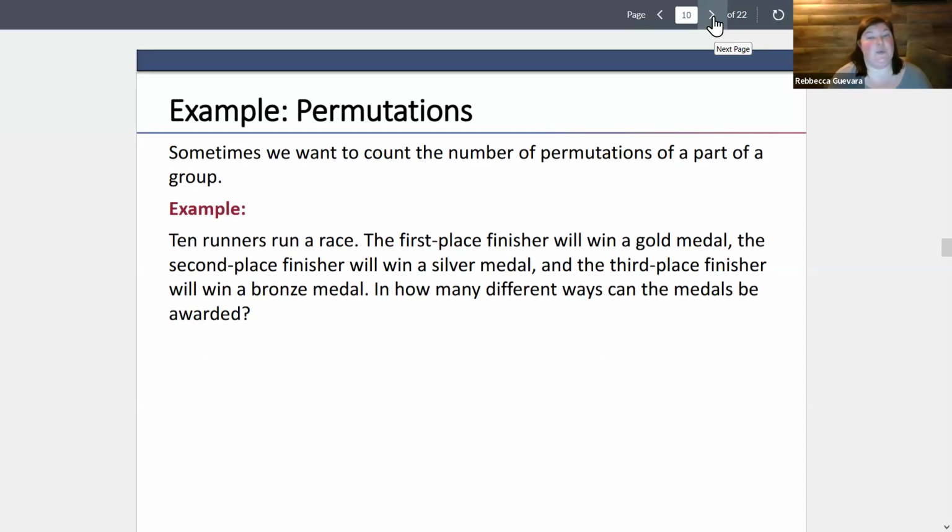Sometimes we want to count the number of permutations of a part of a group. So let's say we have 10 runners in a race. Somebody finishes first place and gets a gold medal. Somebody finishes second place and gets a silver medal, and somebody finishes third place and wins a bronze medal. I'm not asking how many different ways people can finish the race. I want to know how many different ways the medals can be awarded.